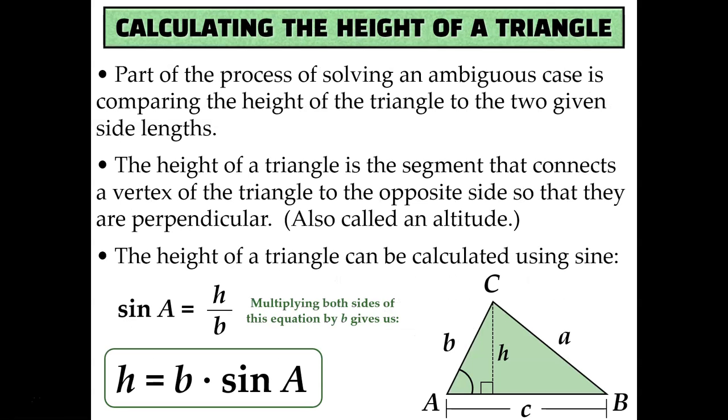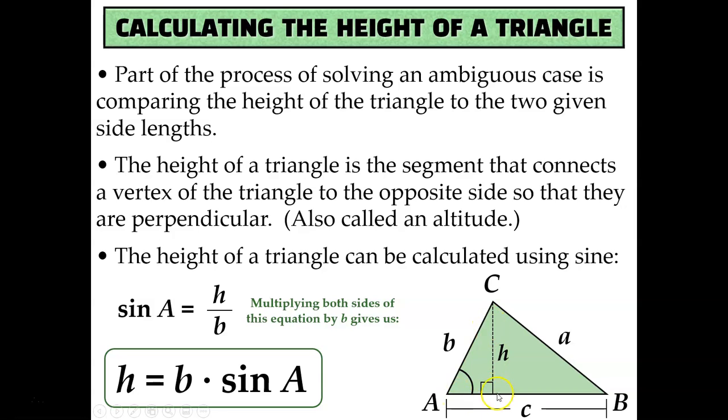Part of the process of solving an ambiguous case is calculating the height of the triangle, and typically that's not a measurement that's been provided to you. Instead, we're given one angle measurement and two side lengths, so we need to use the information that we've been given and combine it with some trigonometry from earlier in this unit to come up with a way to solve for the height. The height is really just an altitude, so if I drop a perpendicular line from angle C down to side c, I could call that h for the height.